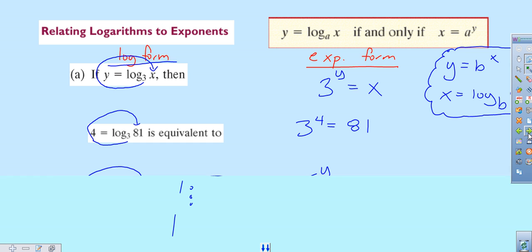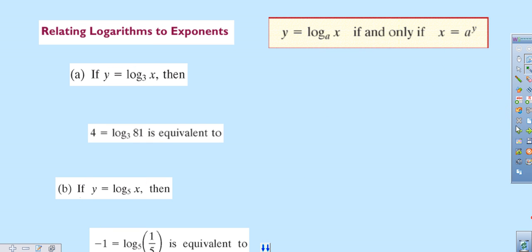So with that said, let's take a look at a few examples. Let's take a look at some examples right here where these are in log form. What we want to do is convert. We want to practice taking stuff from log form and putting it into exponential form.